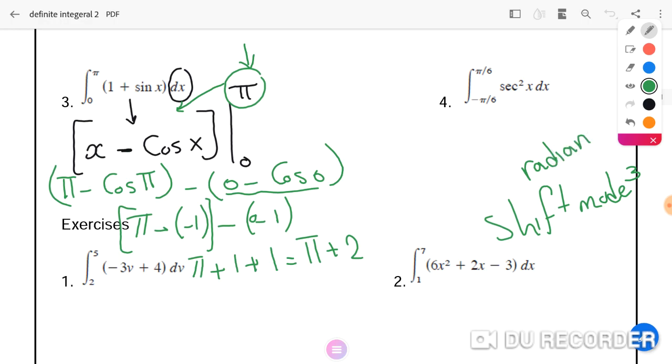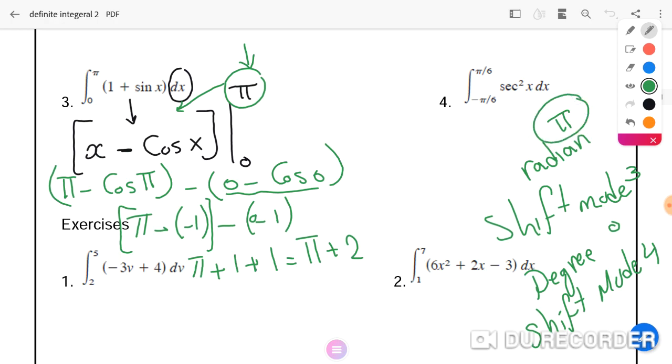in degree mode, shift mode 4. The angle must be entered in the mode of your calculator. Pi here in degree. Okay, if the angle is in pi, I have to use radian mode in your calculator. I think all of you learned this one in the previous years. Okay, so the answer, it will be pi plus 2.